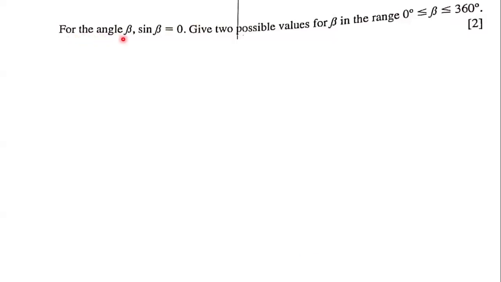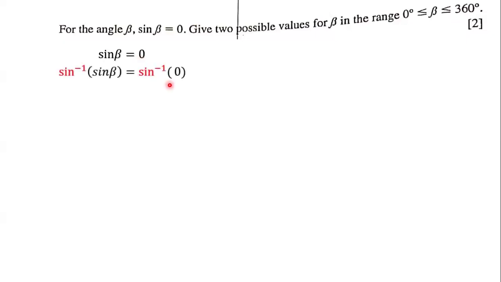For the angle beta, sine of beta is equal to 0. Give two possible values for beta in the range beta is greater than or equal to 0, and beta is less than or equal to 360 degrees. And so we have sine of beta is equal to 0, and our goal is to figure out what must beta be in order for us to say that sine of beta is equal to 0.